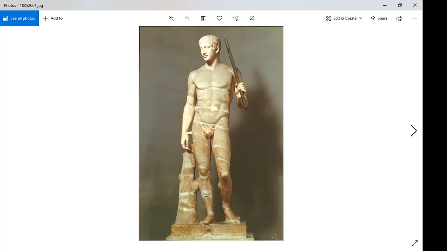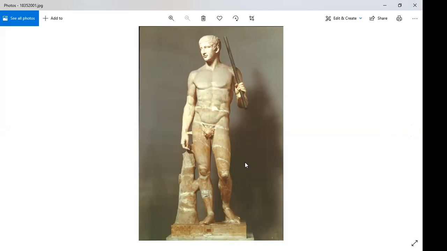Contrapposto is a pose for sculpture invented by the ancient Greeks with three features. Do you see why it's not a short definition? It's a pose for sculpture invented by the ancient Greeks with three features. First, the weight is on the back leg and the front leg is loose. This leg is in front of that leg. Look carefully. If you go around the side, it'd be even more obvious, but you just write it for now. Let's just keep it simple.